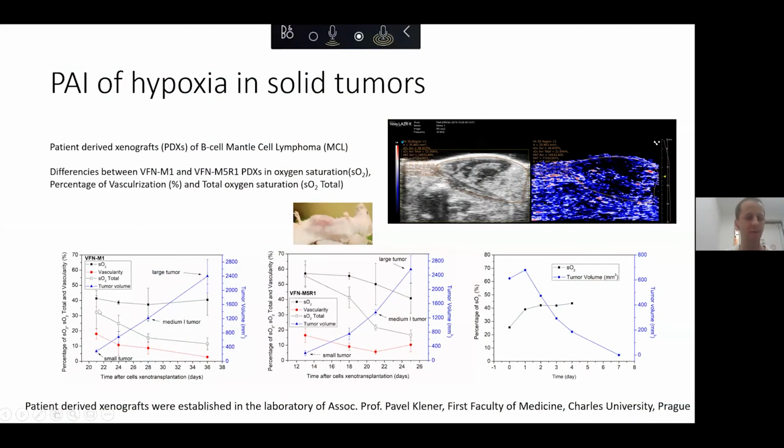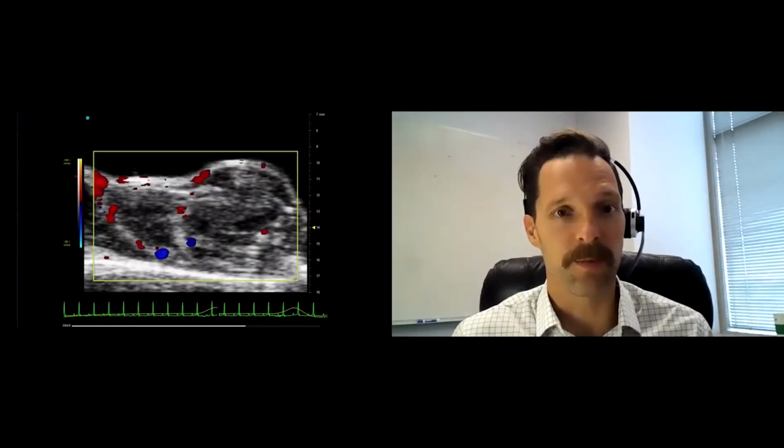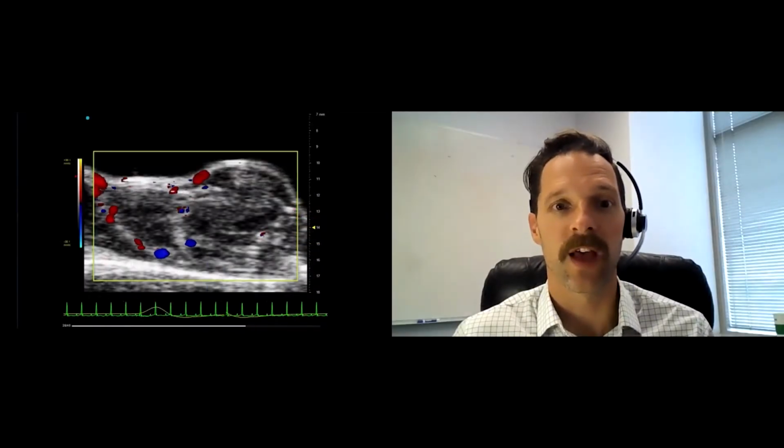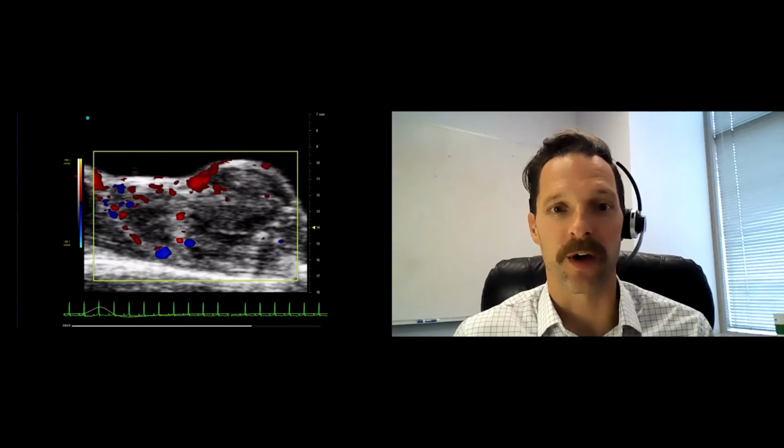Patient-derived xenografts tends to create necrosis areas inside the tumor core. Many people using ultrasound and photoacoustics. That's sort of a smattering of other modalities.